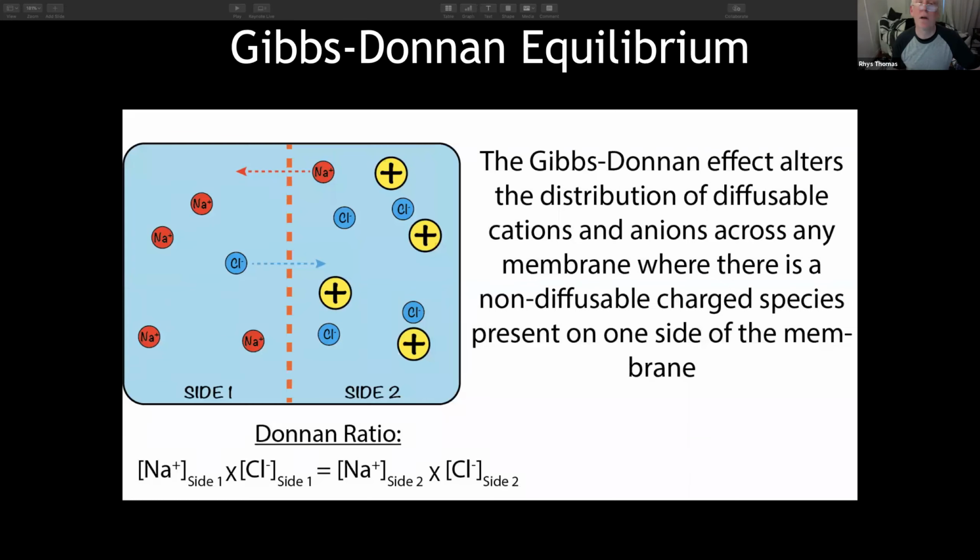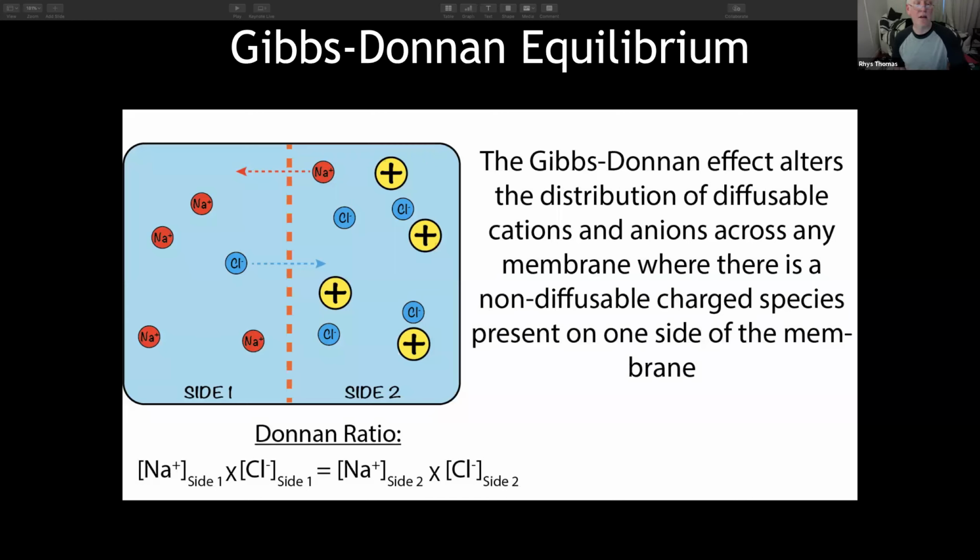That's a graphical representation of it. So, altering the distribution of diffusible cations and anions where there's a non-diffusible one. And what is the non-diffusible ion that we're mostly talking about when we talk about Gibbs-Donnan? The protein. And what's the predominant average charge of proteins involved in the cell? Negatively charged. Yeah, they tend to be negative, that's right.